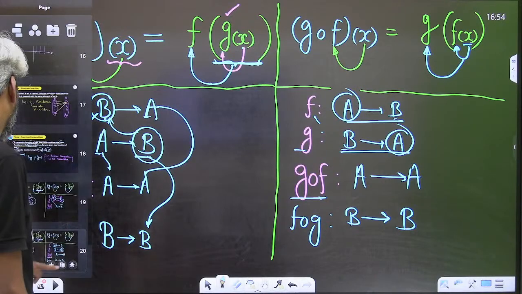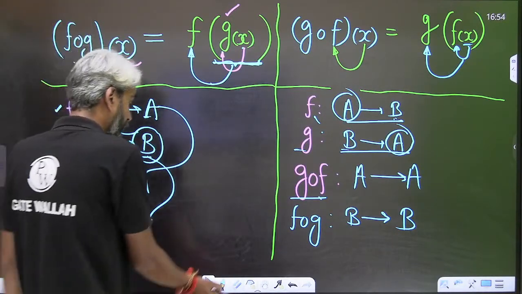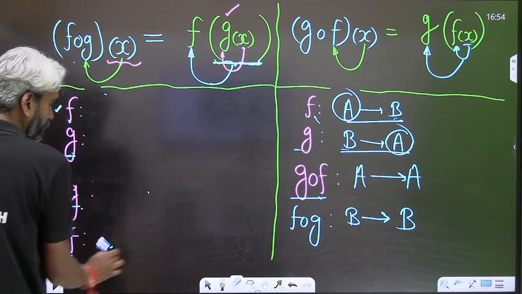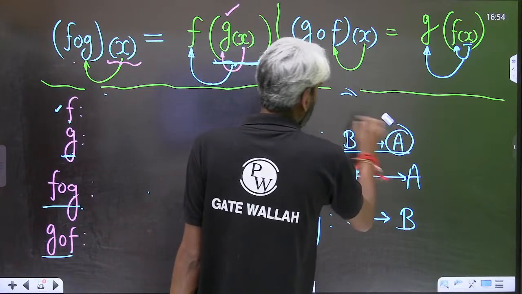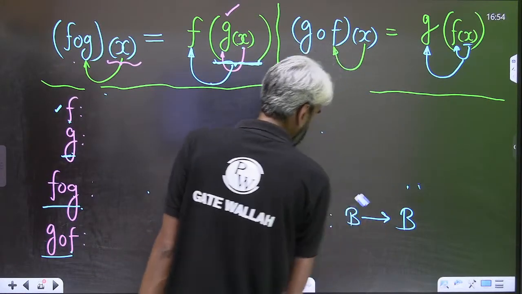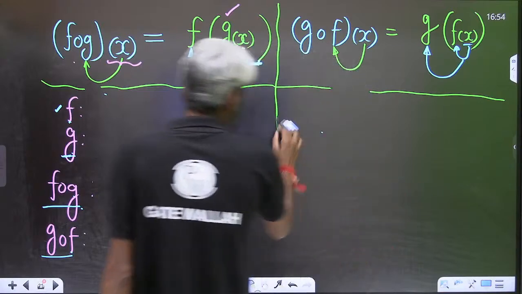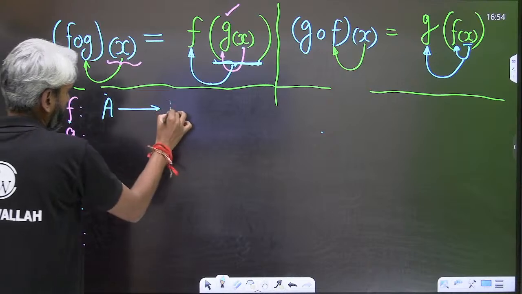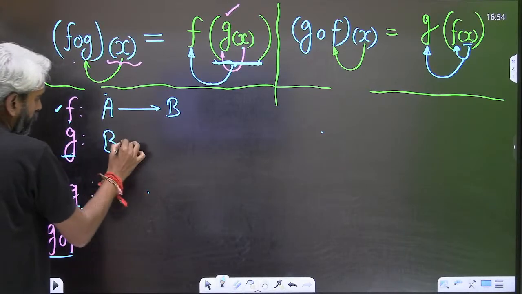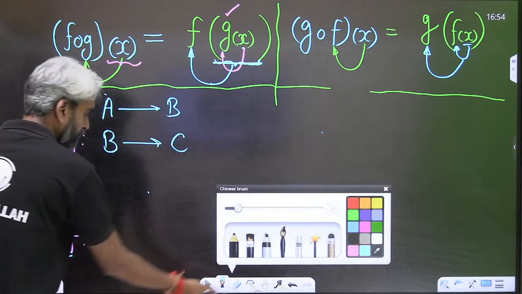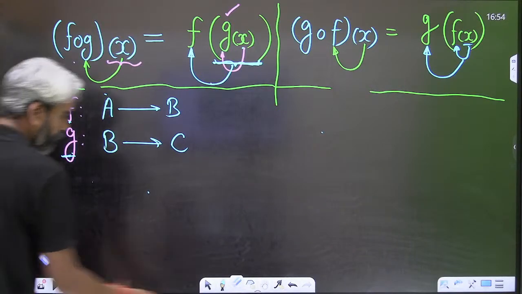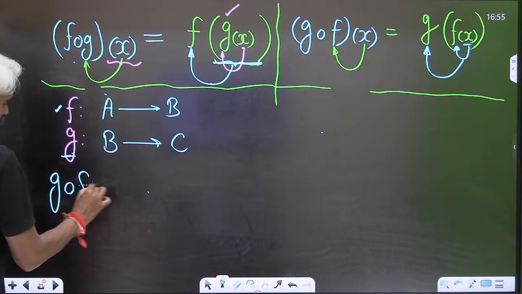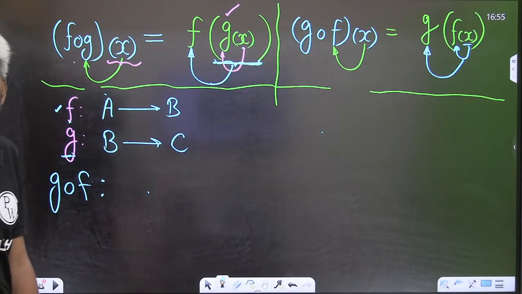Sir, why is this discussion still not clear? Okay, so let's assume one simple concept, and forget about the two different things. Let f be a function from A to B and g be a function from B to C. Now my question is, what will be the domain and codomain of function g of f?